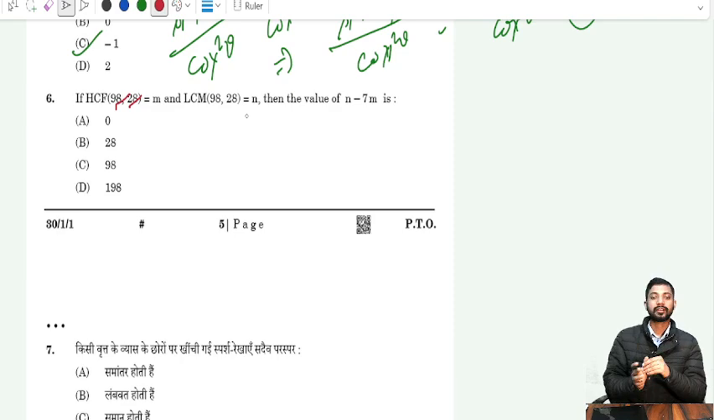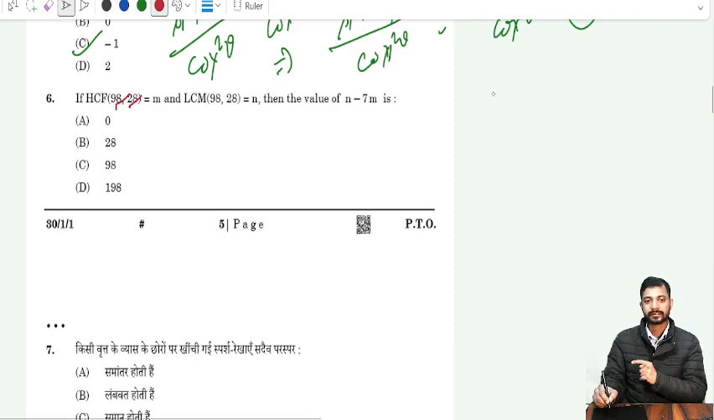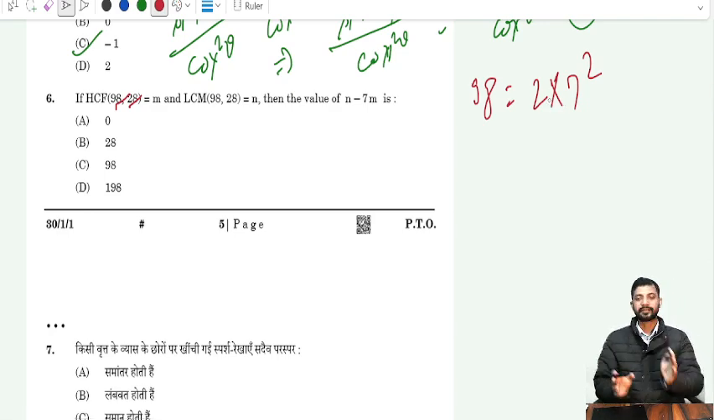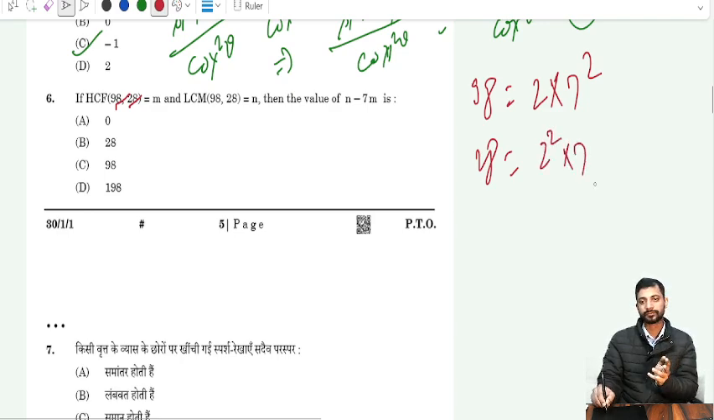Then you have to find the value of N minus 7M. So here, first of all, let's find the HCF and LCM of 98 and 28. So do prime factorization. If you do prime factorization, this gives you 2 into 7 square. 7 sevens are 49, 49 twos are 98. Next go for 28. 28 is 7 fours, 2 sevens are 14, 14 twos are 28. That means 2 square into 7.